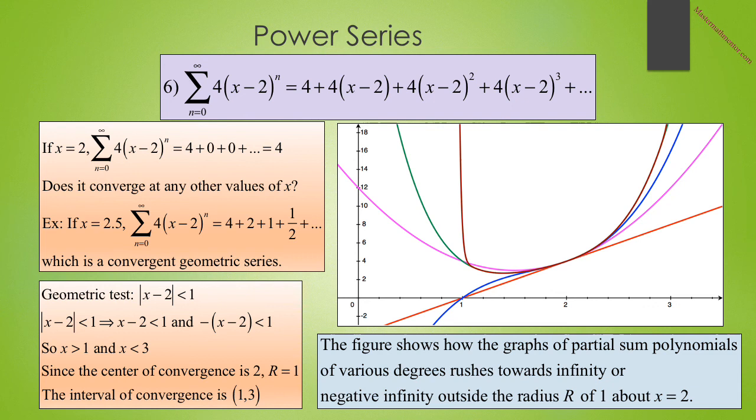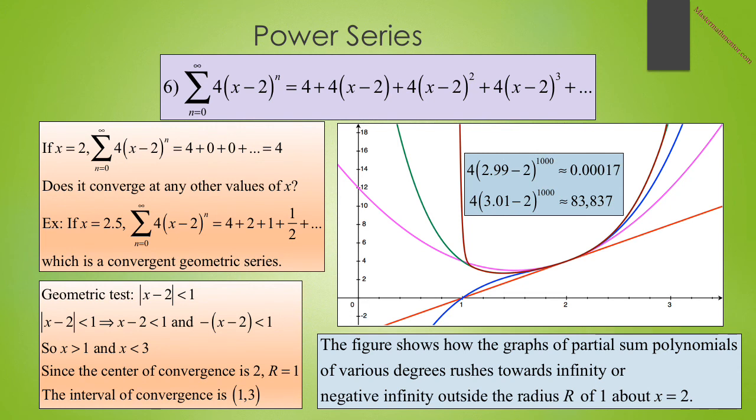We cannot graph a power series because it has an infinite number of terms. We can graph, though, polynomials of partial sums, one with one term, two terms, etc. Here we show partial sums of 1 to 5 terms in different colors. Notice how the graph rushes towards infinity or negative infinity outside the radius r of 1 about x equal to 2, meaning to the left of 1 and to the right of 3.